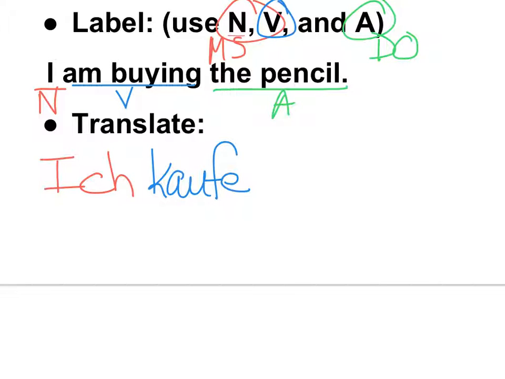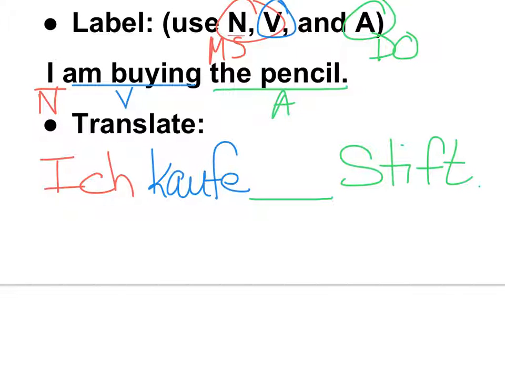All right. I'm going to leave a blank here for a second. We'll come back to it. What's the word for pencil? Stift. Stift or Bleistift. Yep. We'll just go with Stift because it's shorter. Okay. So right now we have I buy pencil. Okay, it's very me, Tarzan. Is Stift masculine, feminine, neuter, or plural? It is not neuter. Masculine. Okay. So it's a masculine word.